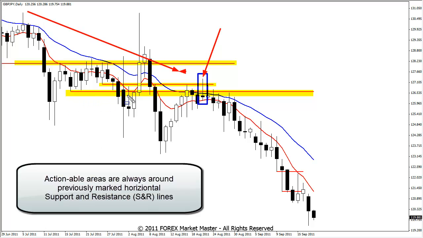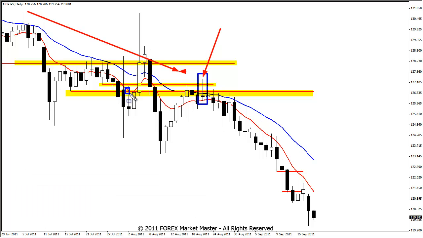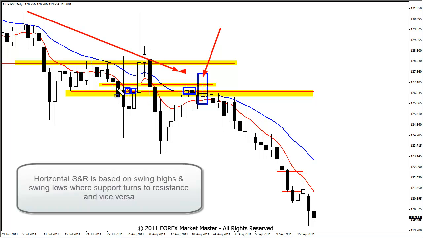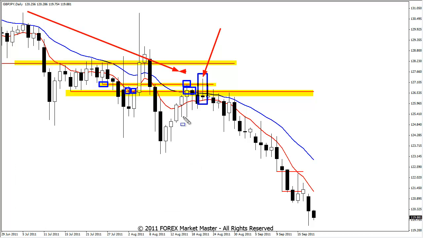And that's happened here. We've had it change here, we've had it change here, we've had it here. These areas are areas of resistance. So what we've seen, we have an actionable area, and that's what we're looking for.